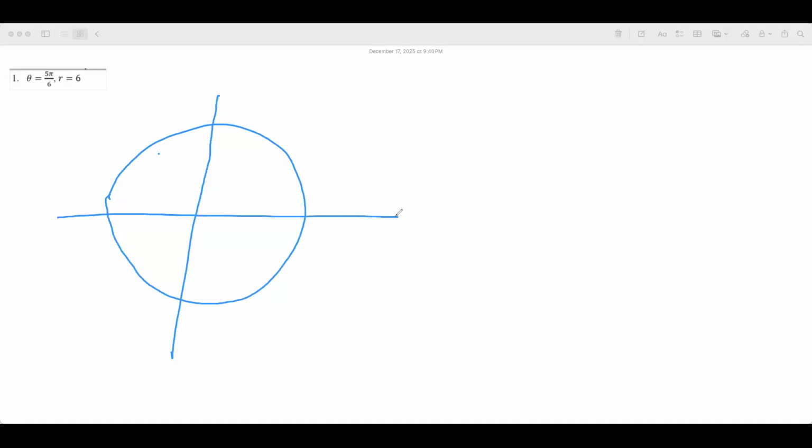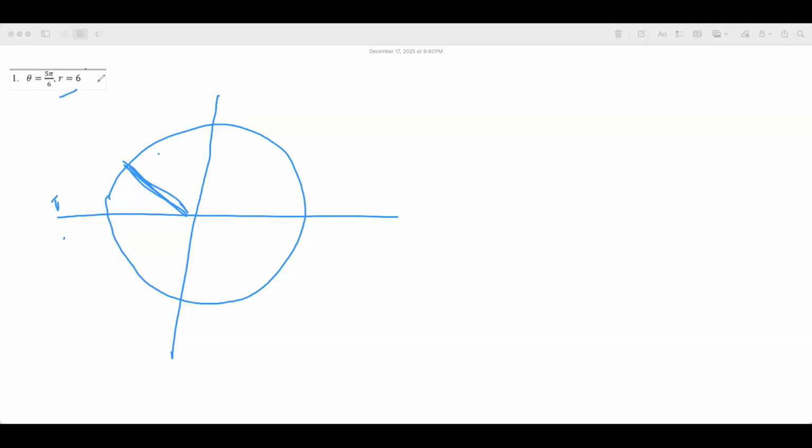Pi by 6 angle is always near the x-axis, above or below. Pi by 3 angles are near the y-axis. So in which quadrant is this angle? Who can tell me? How many pi's, guys? 5 by 6 pi is less than pi. Isn't it quadrant 2? So 5 pi by 6 is somewhere here.